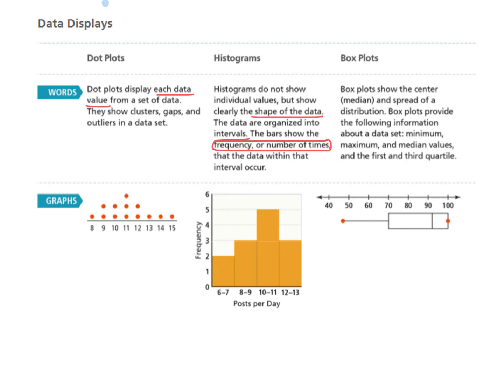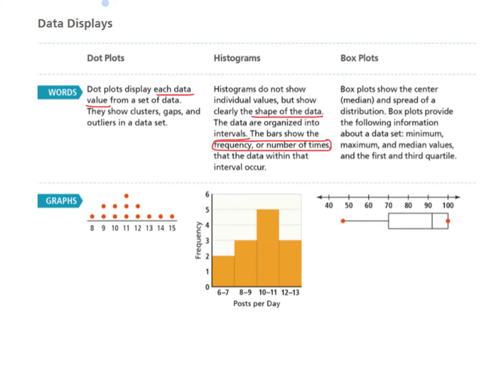So we can see a histogram down here, looks like a bar graph type of graph, and the intervals are going to be along the x-axis. So this, I guess we know what this data was, number of posts per day. So how many posts per day were between 6 and 7? How many people had between 8 and 9 posts per day? Or how many people had between 10 and 11 posts?